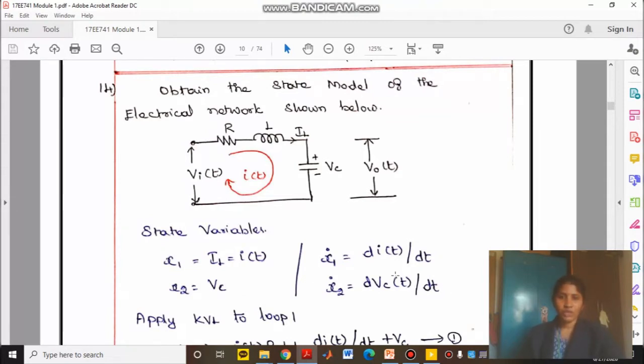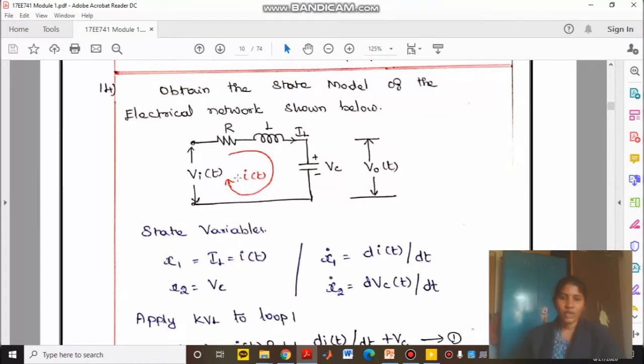As soon as we see the electrical network, first we should identify the number of energy storage elements. Write the state variables. If you have an inductor, current will be your state variable. If you have a capacitor, voltage will be your state variable. As soon as you have written the state variables, remember they are always represented using first order differential equations. Just write the first order term for your x1 and x2. After writing, you have to apply a loop equation, either KVL or KCL, depending upon the circuit given. For this particular circuit, you can apply a loop equation, that is KVL.